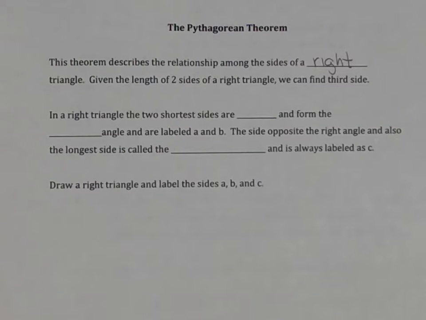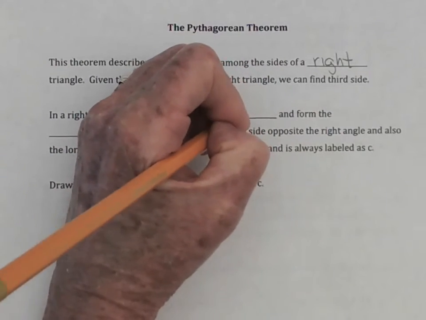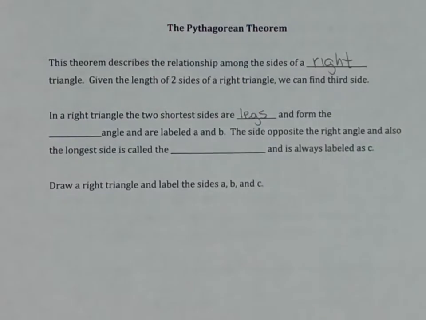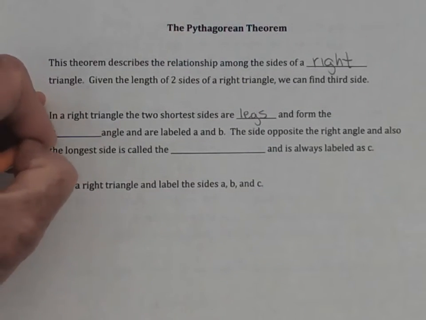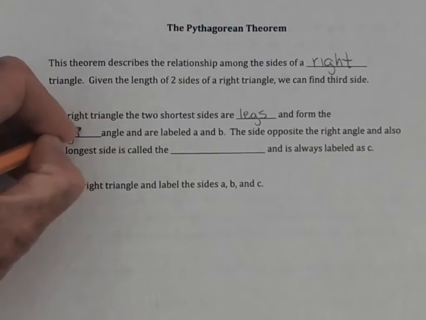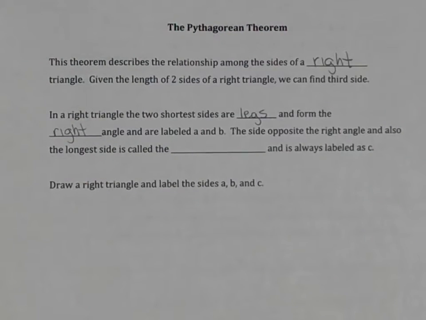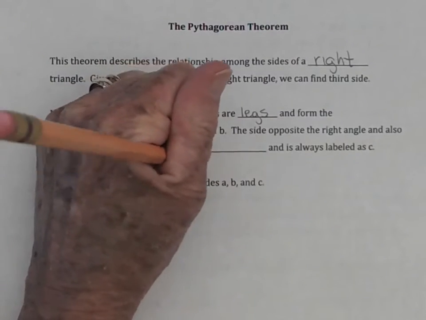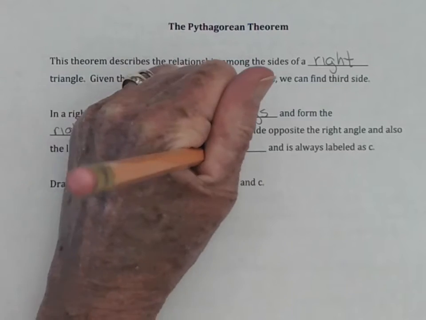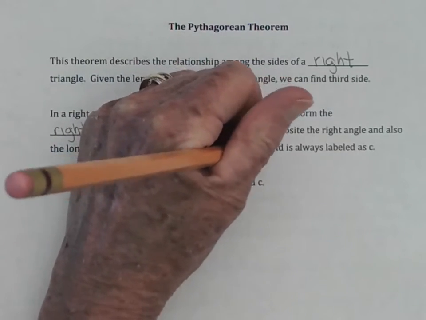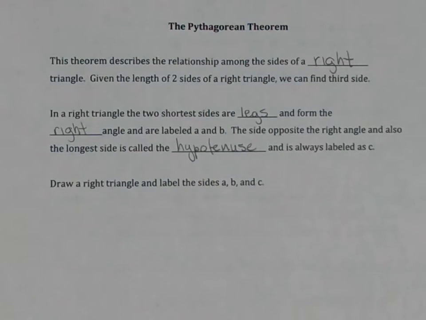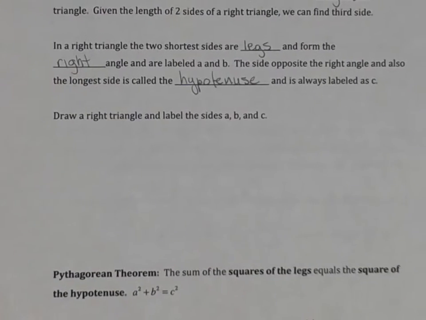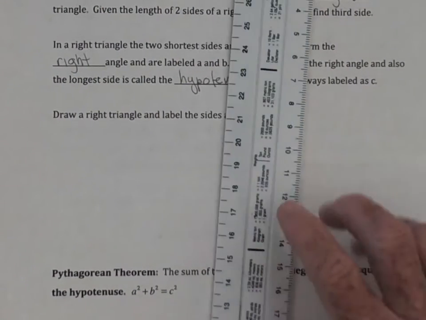So in a right triangle, the two shorter sides are called the legs, and they form the right angle and are labeled A and B. The side opposite the right angle and also the longest side is called the hypotenuse, and it's always labeled as C. So let's draw a picture so you can understand which one's the leg and the hypotenuse.